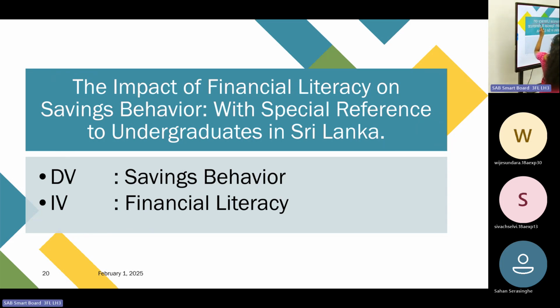independent variable. We are calling it the IV. What is the independent variable here? Financial literacy. Is there any impact on the savings behavior? Right? So is there any impact on the savings behavior by financial literacy? The persons who don't have financial literacy, who don't have that much knowledge regarding financial literacy, normally don't have the savings behavior. They just do what they think.